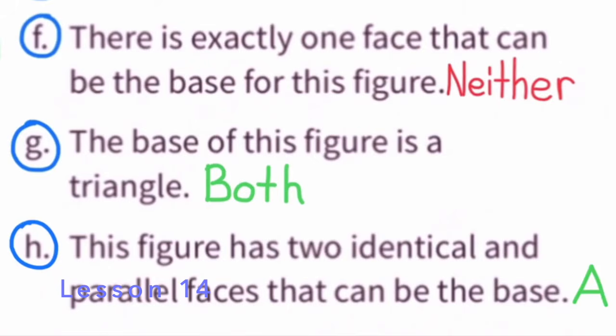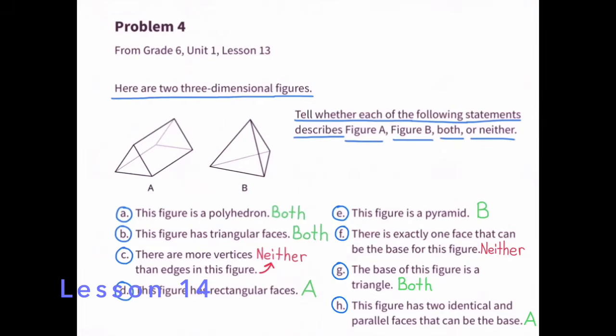Figure A. Figure A has exactly two identical and parallel faces that can be the base. The answer can't be figure B, because figure B has three identical faces and neither of them are parallel.